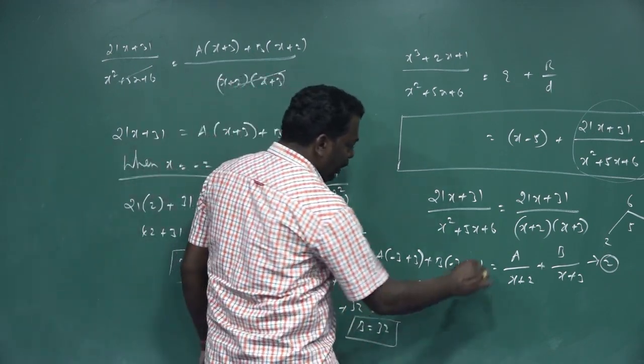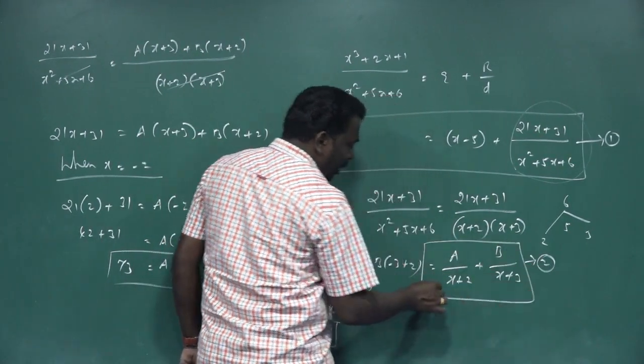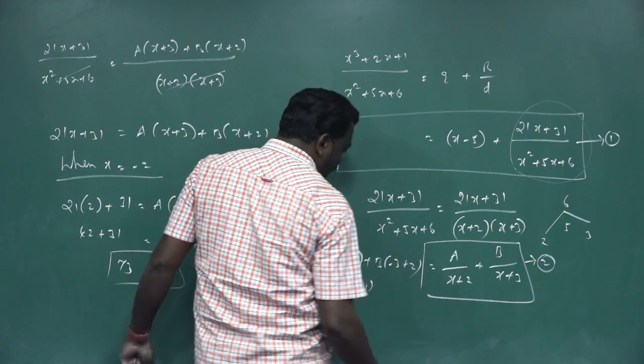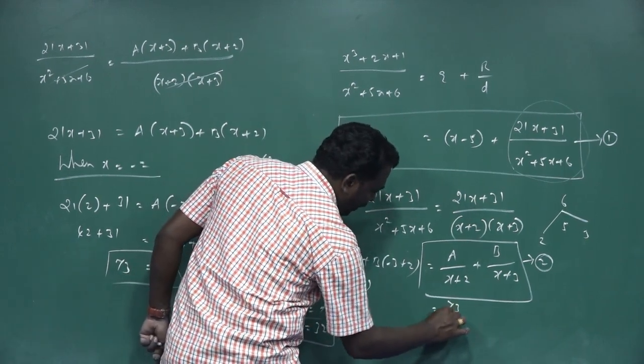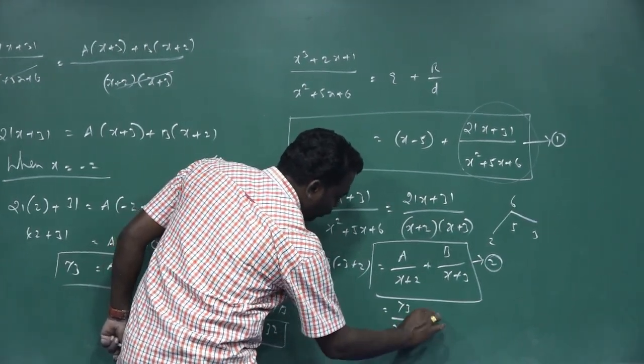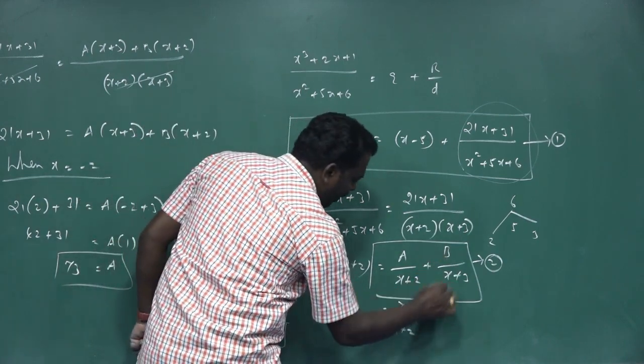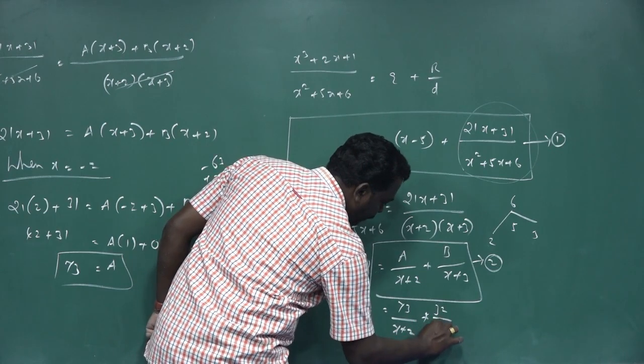Now we substitute the A and B values in the second equation. The value of A is 73, therefore we get 73 by (x + 2), plus the B value, which equals 32, so 32 by (x + 3).